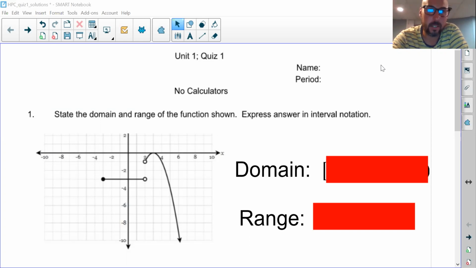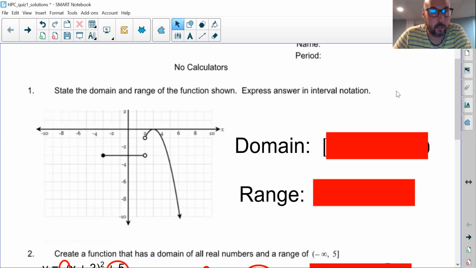So please pretend that this quiz is a test, pretend that your homework is a test, and you'll be amazed how fast you get good here. Let's go over these solutions. Find the domain and range of this function.